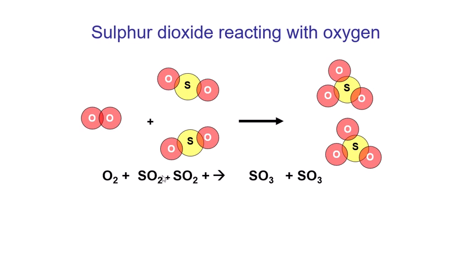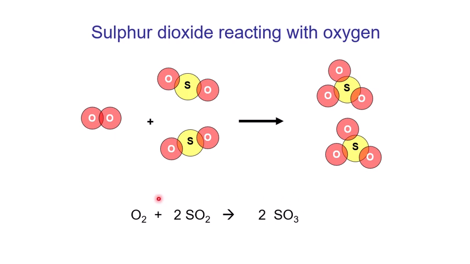Now, again, we don't like this. We've got SO2 plus SO2, bit like X plus X. So let's shorten that down to 2SO2. We've got SO3 plus SO3. Again, we don't like that, so let's shorten that down to 2SO3. So there's our symbols equation there. And it becomes O2 plus 2SO2 gives us 2SO3. And then this becomes our balanced equation.